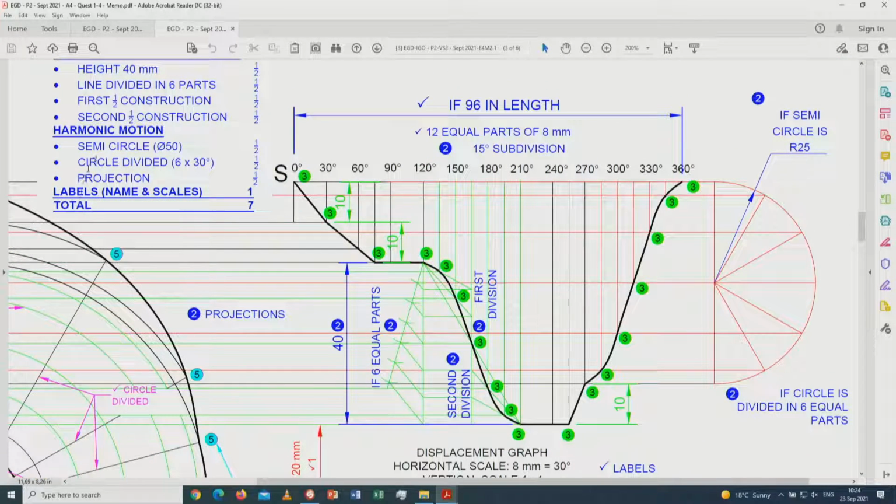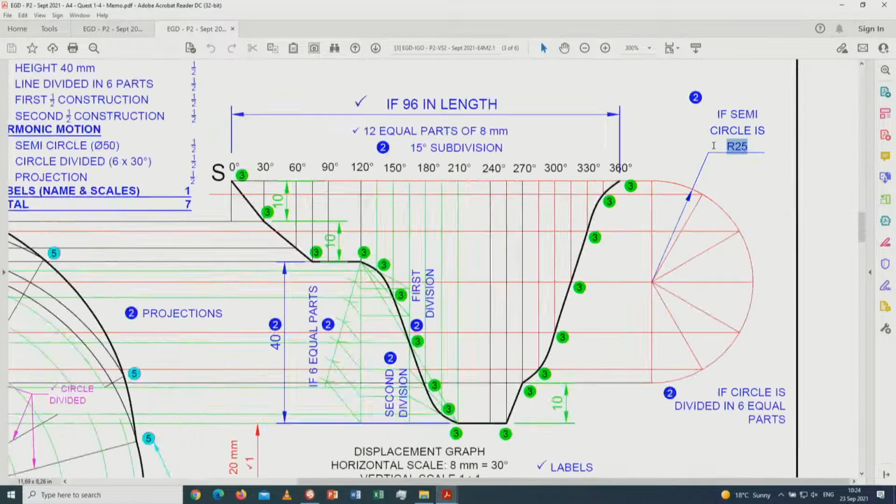All right, then first half construction, second half construction. Semicircle. If you take a look at the harmonic motion, the semicircle, did the learner draw a semicircle? If the circle is divided into 6 equal parts, that's the semicircle. The radius, of course, ladies and gentlemen, must be 25. It must show radius of 25 or diameter of 50, because it goes for 60, goes 10 upwards, and then from there on it goes 50 millimeters that you see over there. All right, then the circle divided, that is this portion over here, circle divided into 6 equal parts that you see over there.